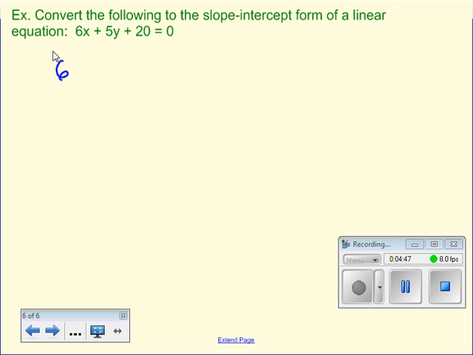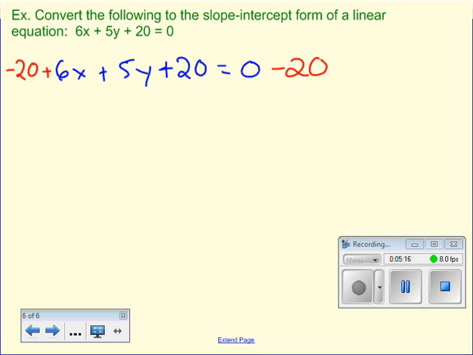I'm going to take 6x plus 5y plus 20 equals 0. And I'm just going to do the same thing. I'm going to try and solve just for y, but I'm going to have to move a lot of things over to the other side. So the first thing I'm going to do is move 20 over to the other side by subtracting 20 on this side. So negative 20 plus 20 is 0. But whatever I do to one side, I have to do to the other. So that becomes negative 20. So I'm left with 6x plus 5y equals negative 20.